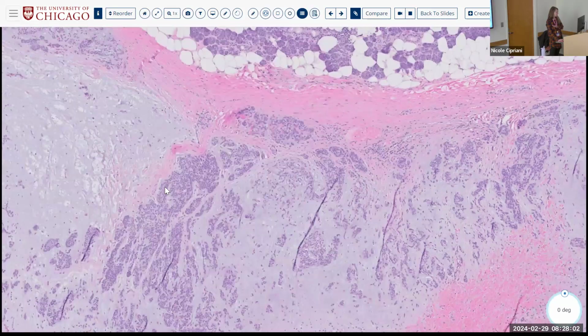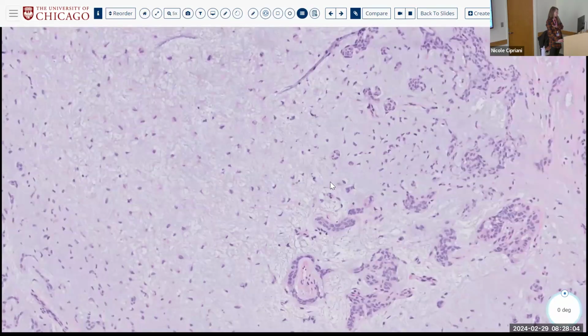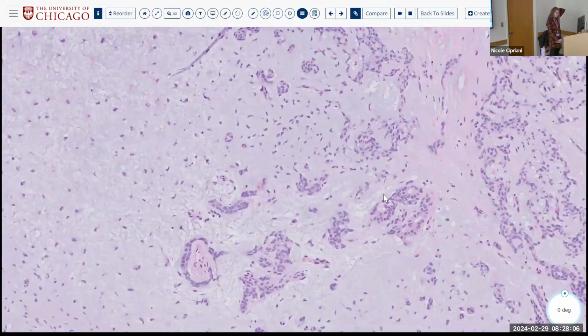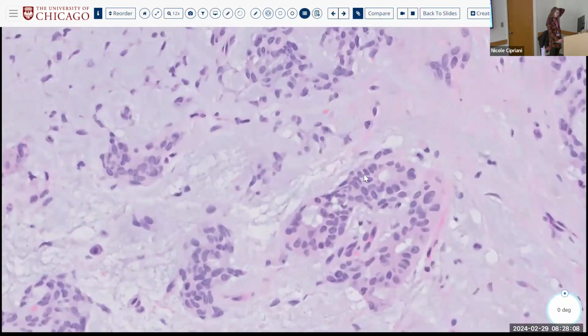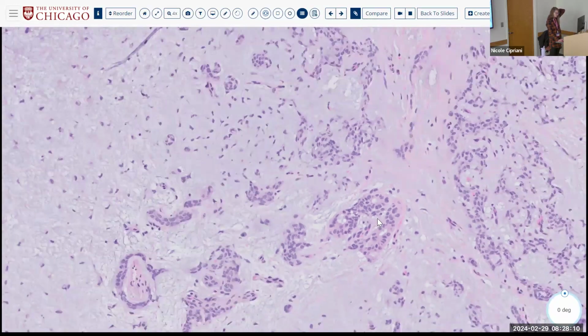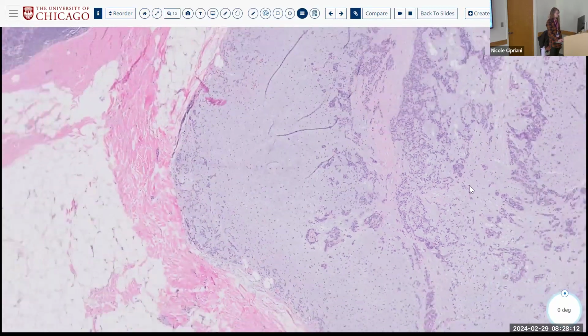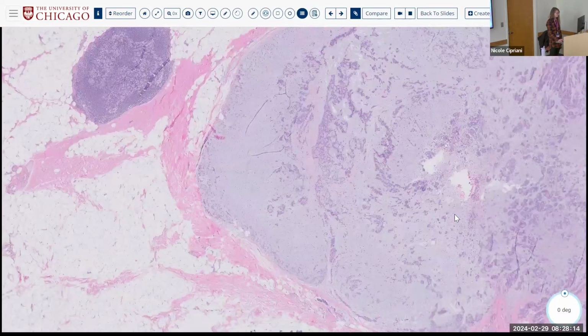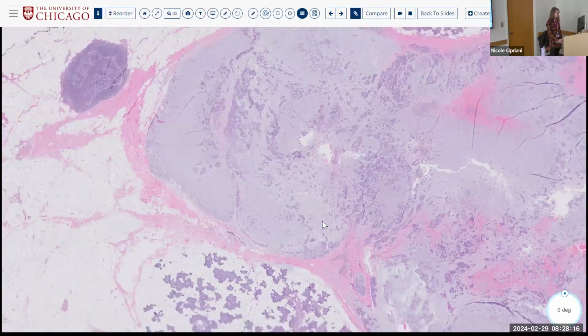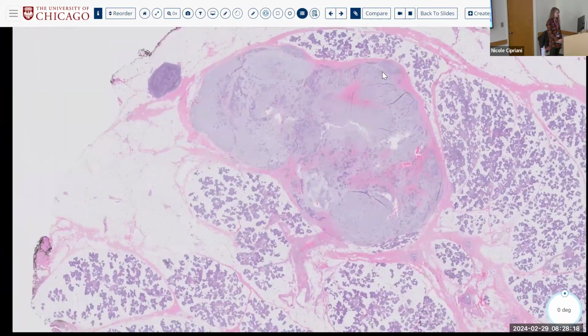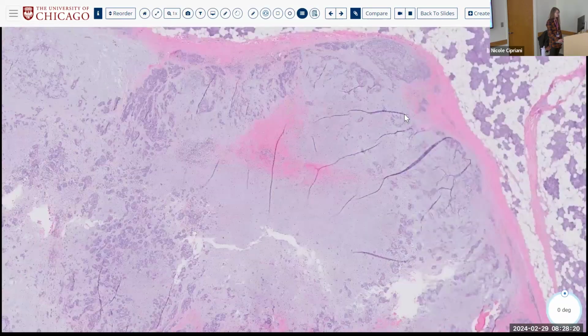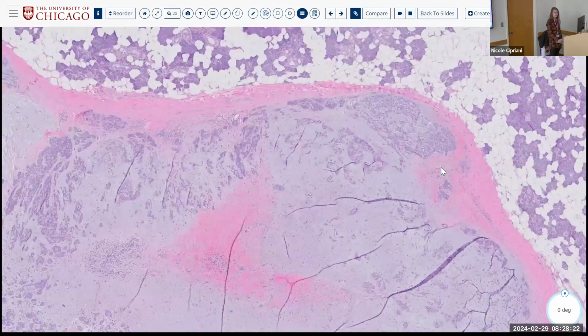So very myxoid background, right? Small gland cells within the myxoid background. Occasionally we have maybe these ducts. So what's your diagnosis? Circumscribed.